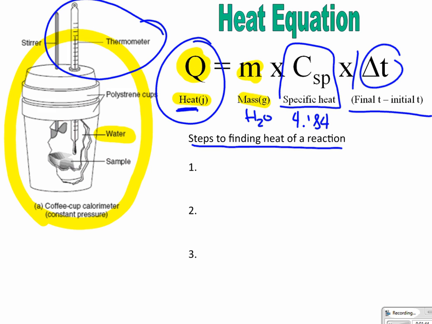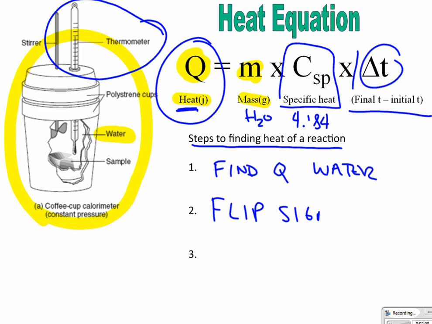So one key thing they want you to do on the AP exam is they'll ask you how to find the heat of a reaction. The first step is you find the Q for water. Once you find the Q for water, the second step is you're going to flip the sign. Why? Because what happens to the reaction is opposite of what happened to the water.